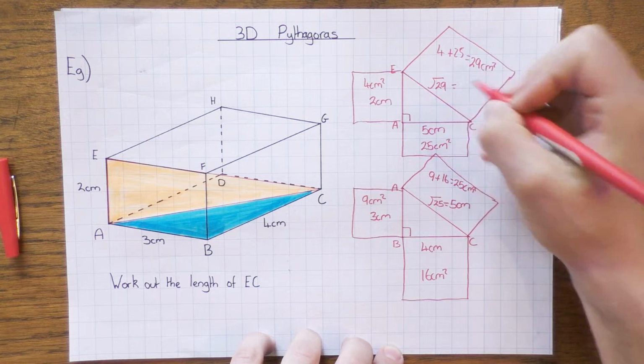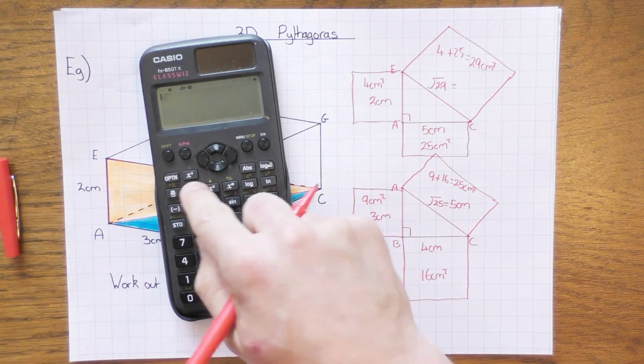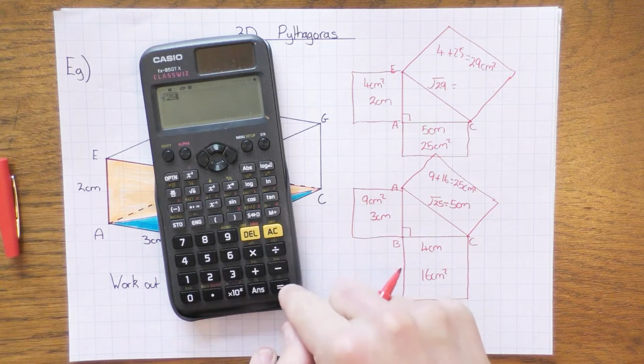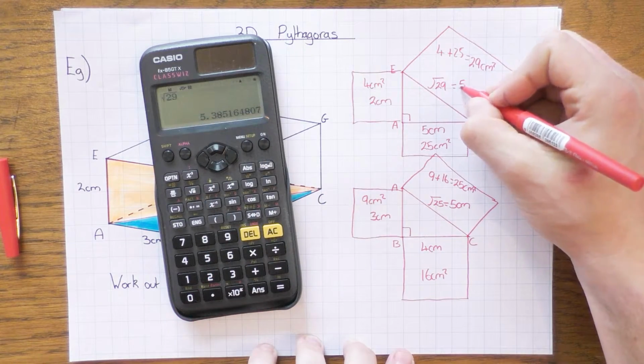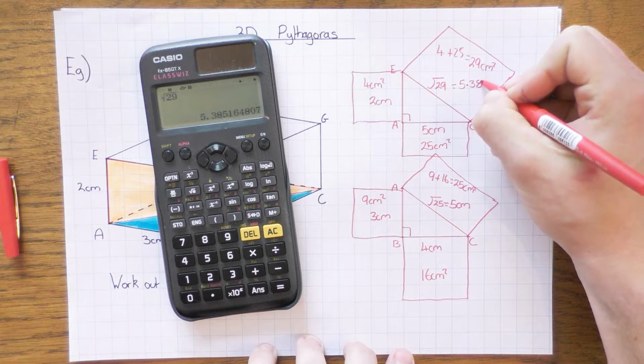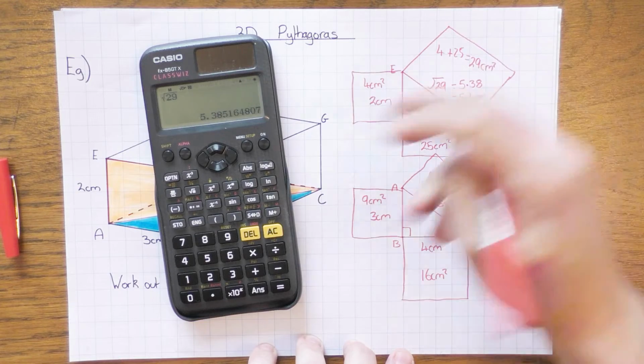So the square root of 29, I will use a calculator just to make sure I can get it to 1 decimal place. So square root of 29, 5.38. I'm going to round it to 1 decimal place, so 5.4 centimeters.